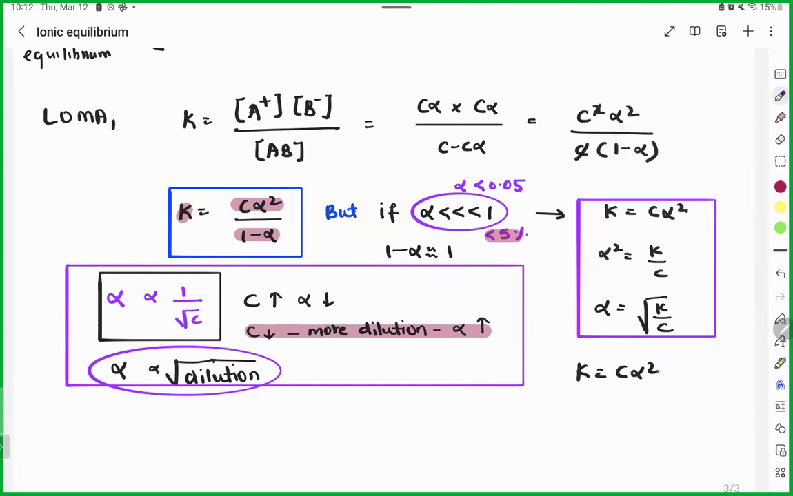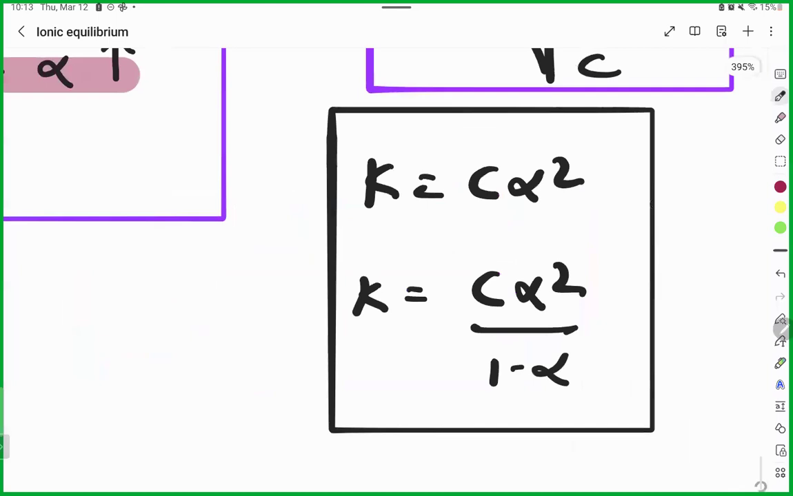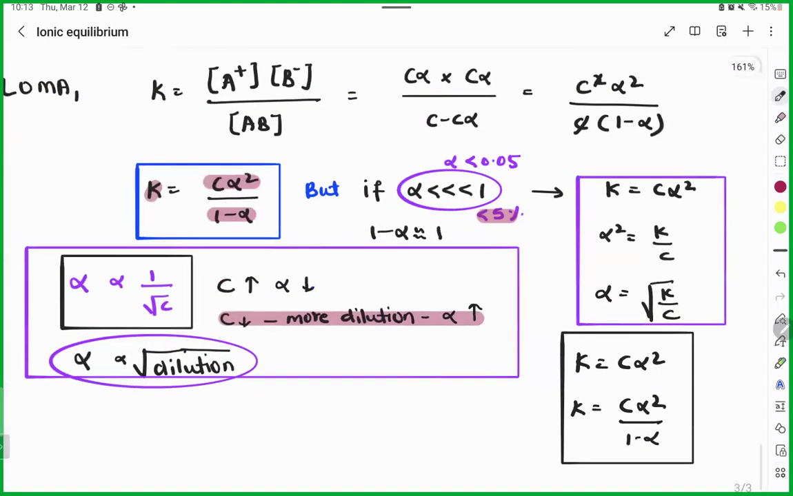So most of the time, if you get an easy question, your formula will be K is equal to C alpha square. But what I have seen in recent times, it was based on this original formula. This formula is really, really, really important, along with the impact of dilution and concentration.